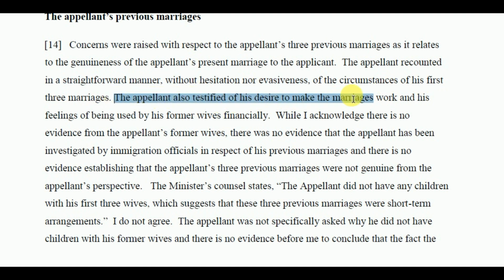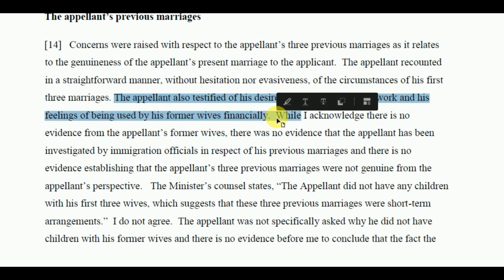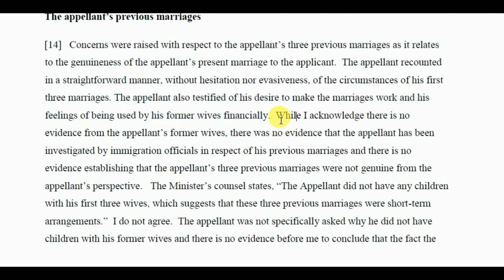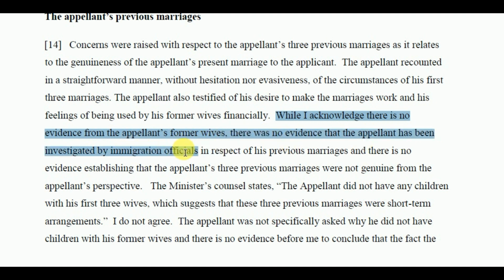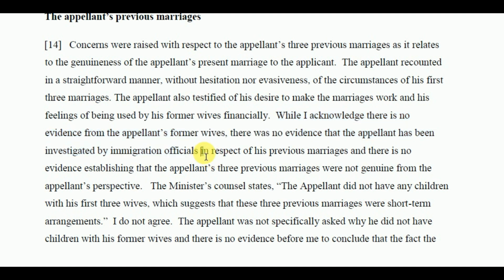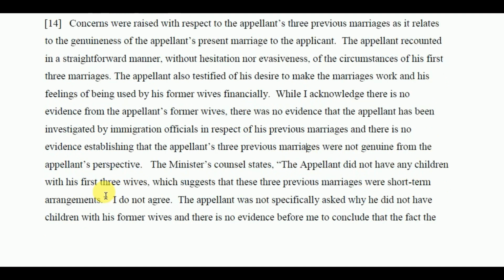The appellant also testified of his desire to make marriages work, and his feelings of being used by his former wives financially. While I acknowledge that there's no evidence from appellant's former wives, there was no evidence that appellant has been investigated by immigration officials in respect to his previous marriages, and there's no evidence establishing that the appellant's 3 previous marriages were not genuine from the appellant's perspective.